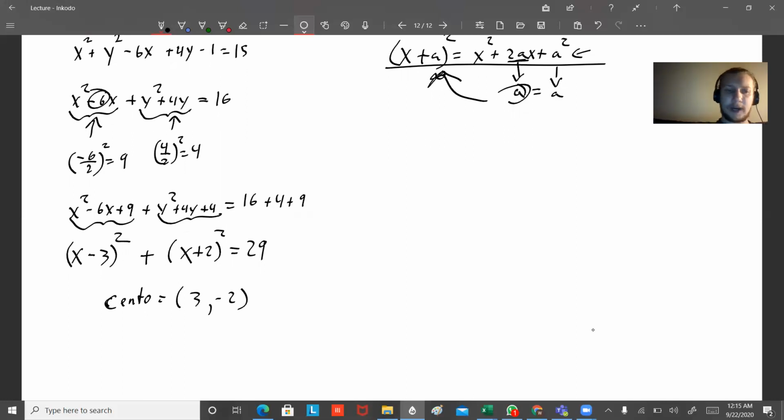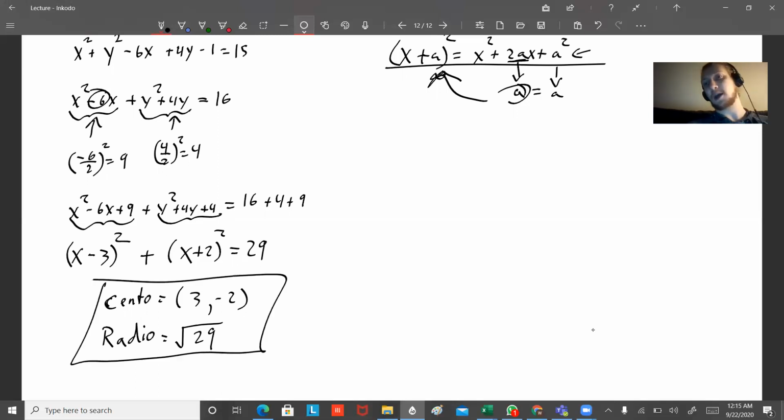And then for our radius, el radio es equivalente a la raíz cuadrada de la constante en el otro lado de la variable. Entonces es la raíz cuadrada de 29. So this is our center and our radius. And from there, we can now produce the graph if we wanted to. I'm not going to because root 29 is a weird number, but you could then draw the graph.